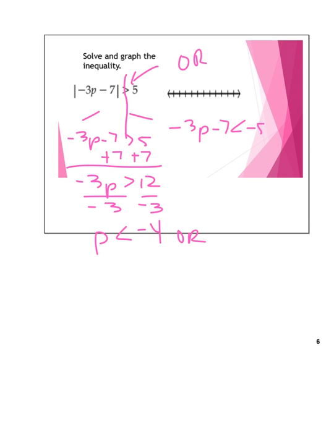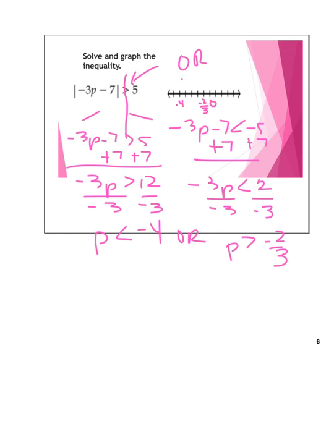So when I solve my other inequality, I'm going to add 7 to both sides. And I have negative 3p is less than 2. I'm going to divide both sides by negative 3. And because I'm dividing by a negative number, I'm going to change the direction of the sign. So I have p is greater than negative 2/3. So when I graph it, I have -4 is here, 0 is here, -2/3 is pretty close to 0. So I have an open circle to the left, and then I have another open circle to the right.